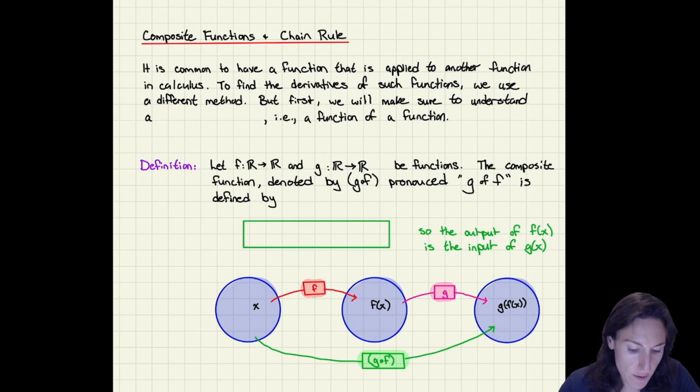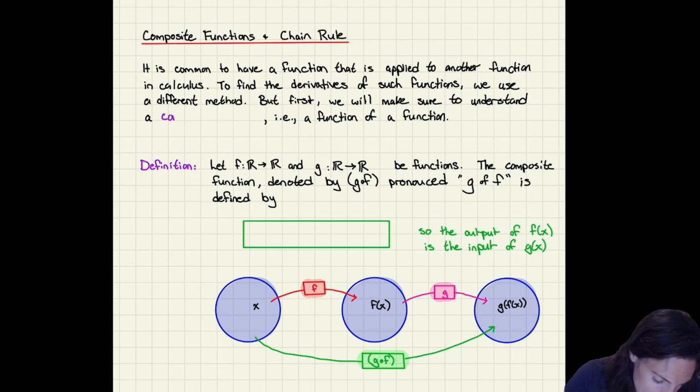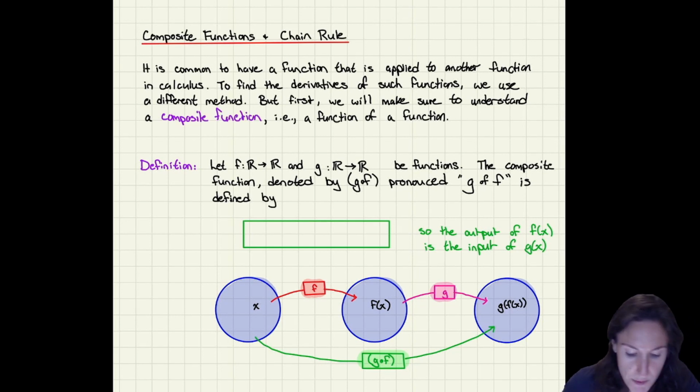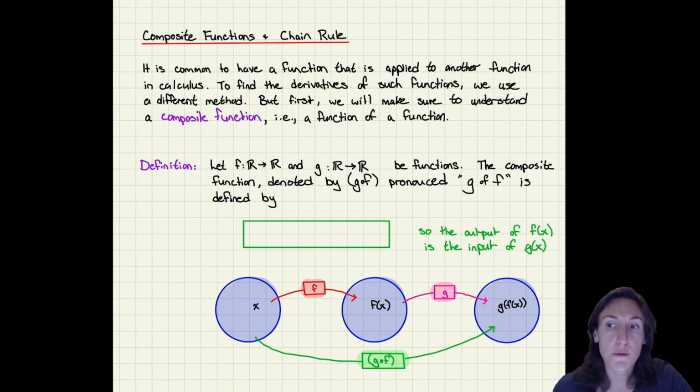Next, we're going to talk about something called the chain rule. And the chain rule is applied to functions called composite functions. They're basically a function that is applied to another function. Okay, so these are known as composite functions, and we're going to go through the precise definition and a few examples just to make sure we understand what they are, and then we'll practice taking derivatives with them.